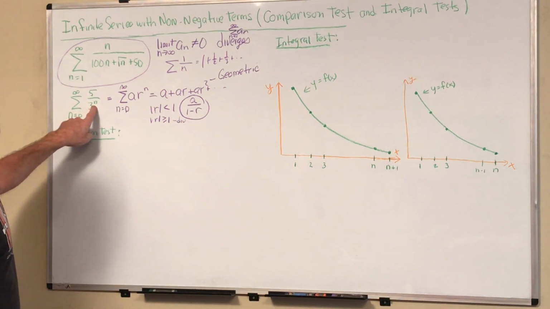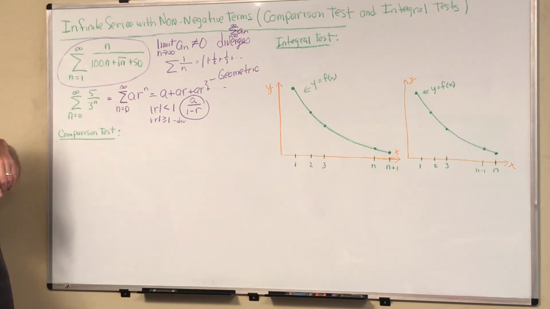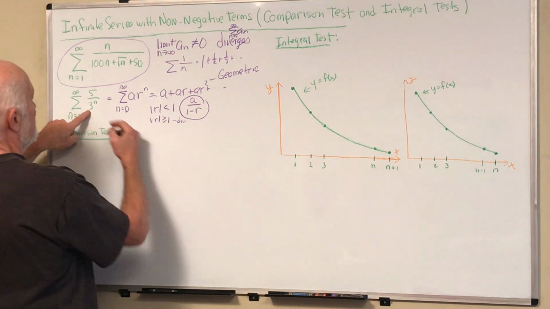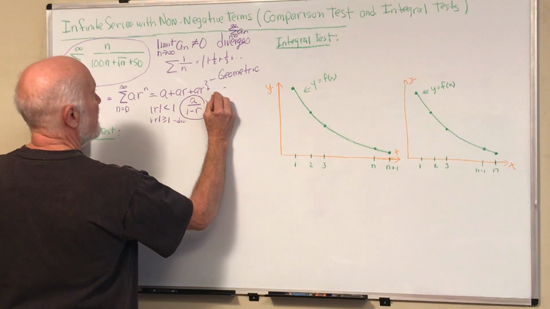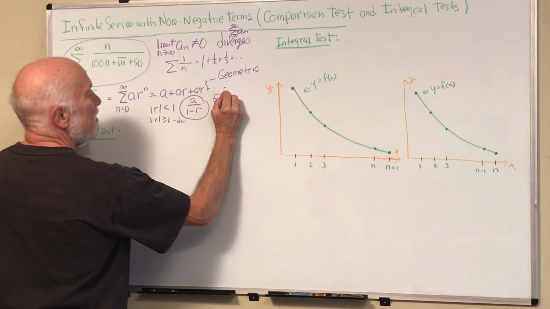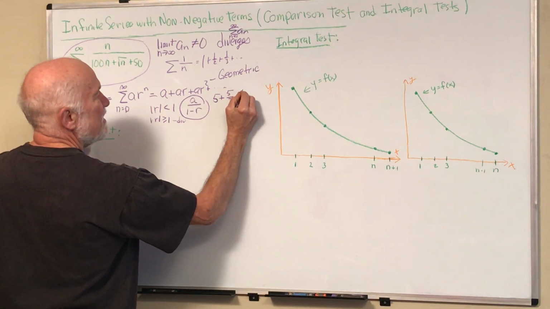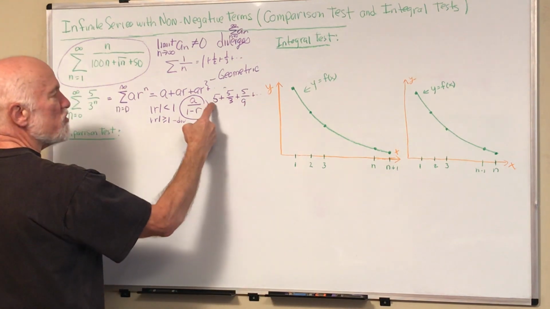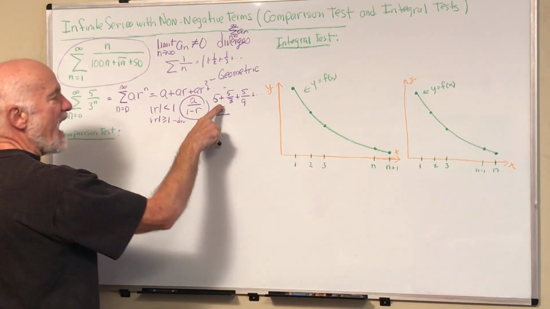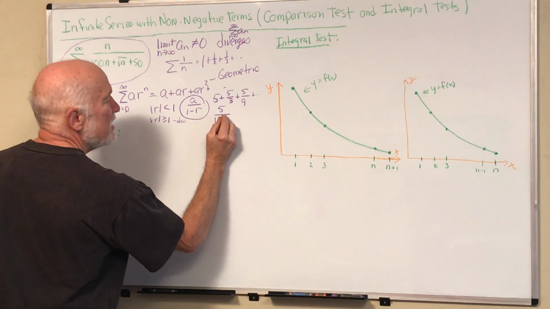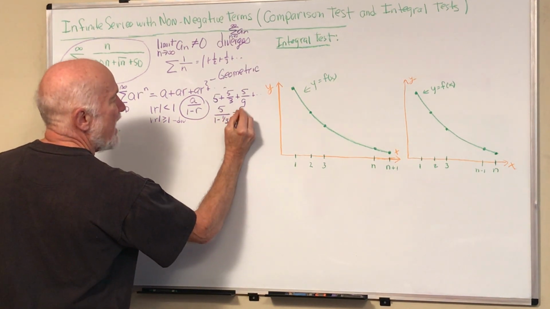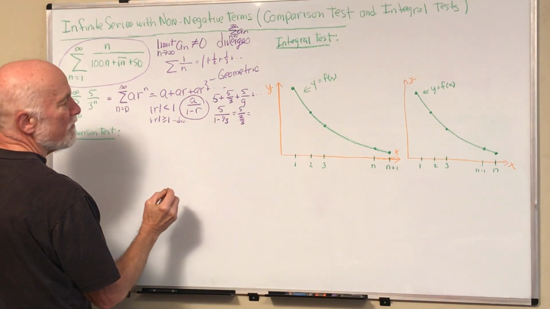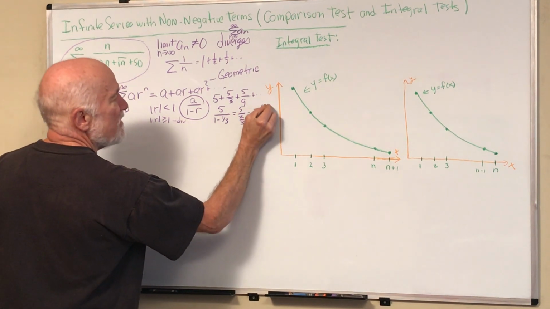So we could say that this one, the r is 1/3. If we multiplied this out, we get 5 plus 5 over 3 plus 5 over 9. So the first term would be 5, and the r would be 1/3. So this would converge to 5 divided by 2/3, or 15 halves, or 7 1/2.